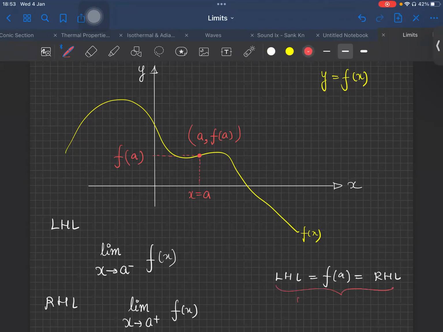The function is continuous at x is equal to a, and a is the given point. At this point, we need to tell whether the function is continuous or not. Understood the meaning of continuity and limits? This is what the meaning of a continuous function is.